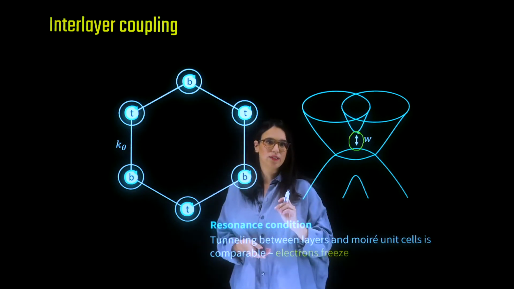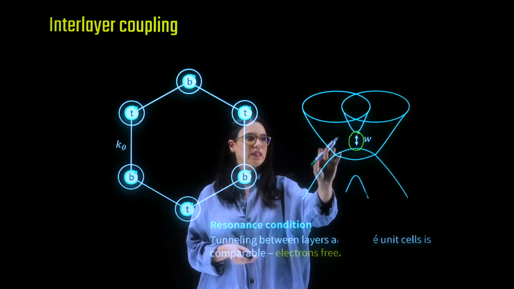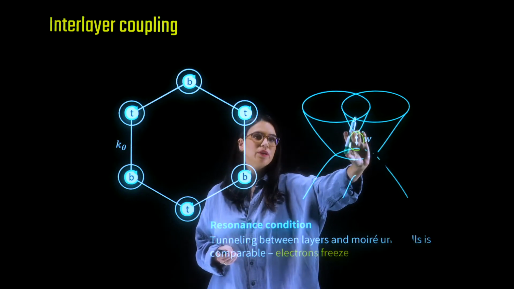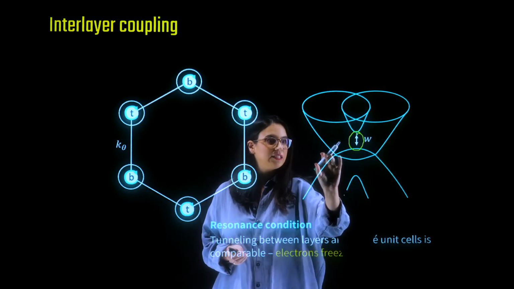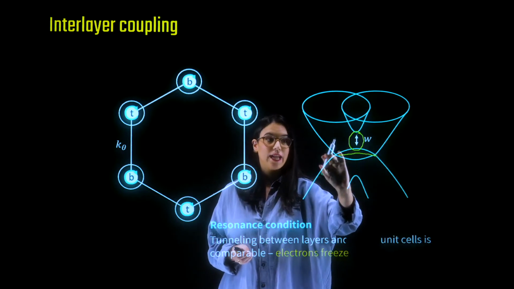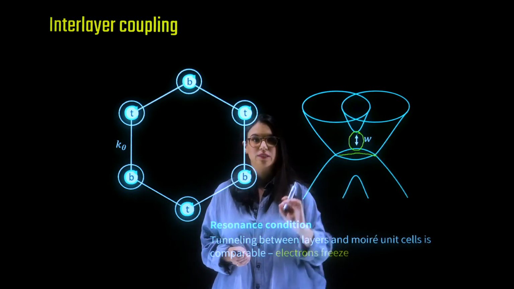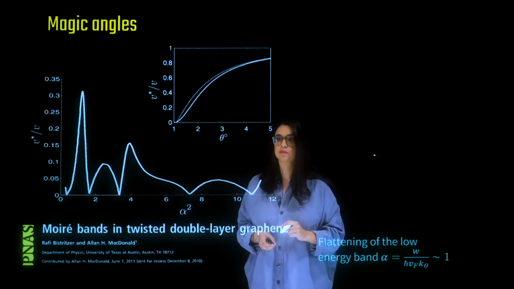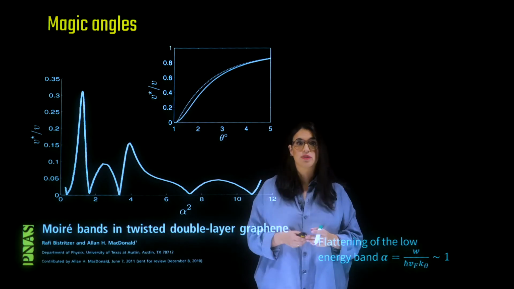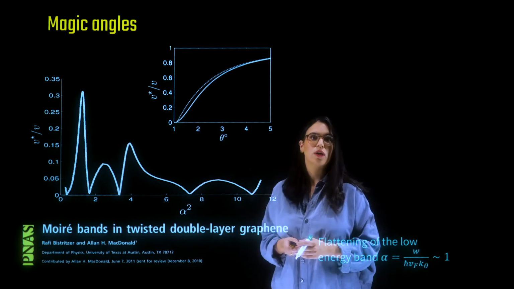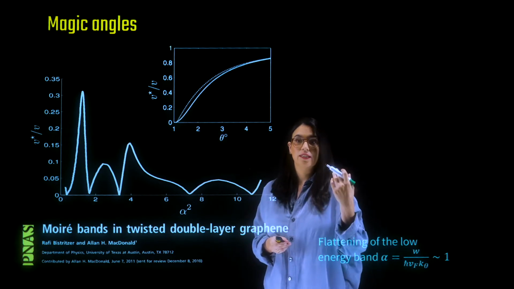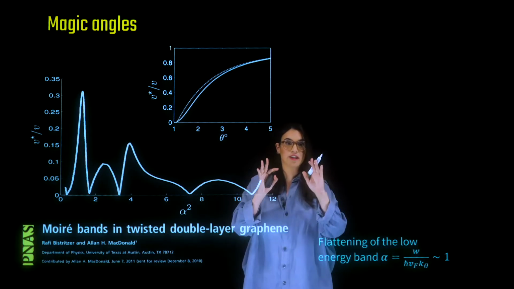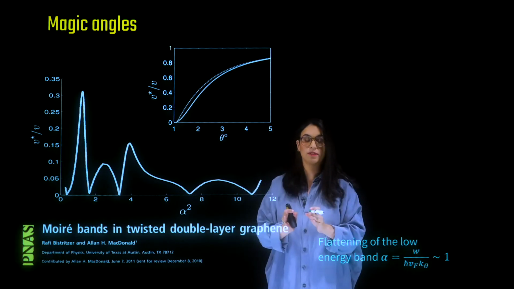And this is exactly what happens here, and you can already see by looking at this picture. As this energy scale becomes larger and larger and comparable to the Moiré energy scale, these bands are going to flatten out and the electrons can actually completely freeze. And this is a very interesting phenomenon that will appear because of this twist. This was first proposed by Bistritzer and MacDonald in this paper in 2010, where they noted that at these particular angles where electrons completely freeze, the effective velocity of the Dirac fermions goes completely to zero.